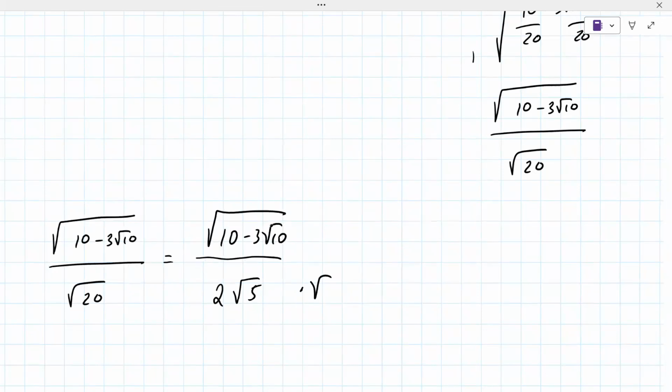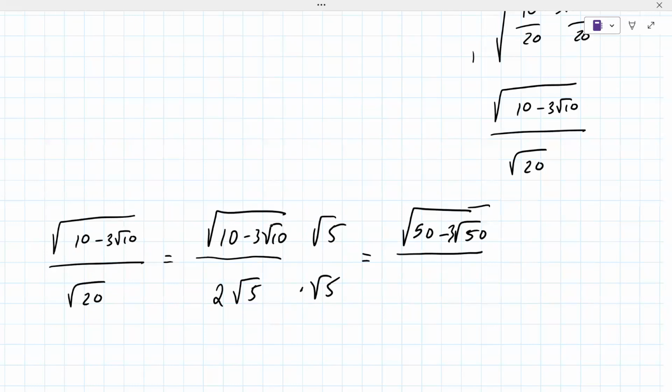And so you could multiply the top and bottom by the square root of 5, which gives you the square root of 50 minus 3 square root of 50 over 10, like that. And then this 50 inside here reduces to 5 root 2. So it becomes the square root of 50 minus 6 root 2, over 10. It's really bad to leave square roots inside square roots, but that is the best we can do for this.